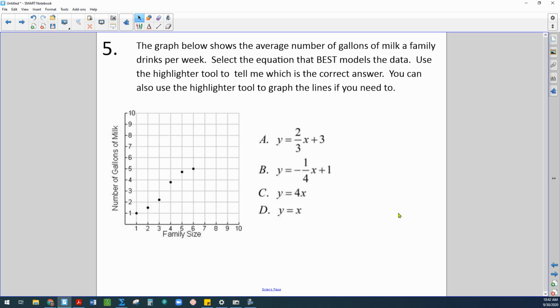Number 5. The graph below shows the average number of gallons of milk a family drinks per week. Select the equation that best models the data. Use the highlighter tool to tell me which is the correct answer. You can also use the highlighter tool to graph if you need to. So there is a positive trend to the graph, which means that choice B is not an option because this has a negative slope.